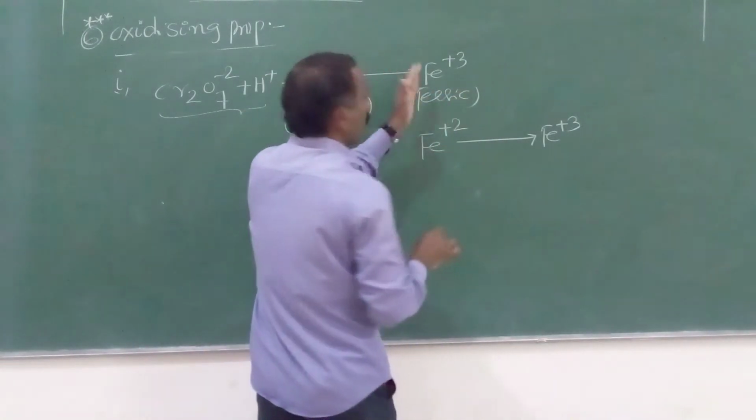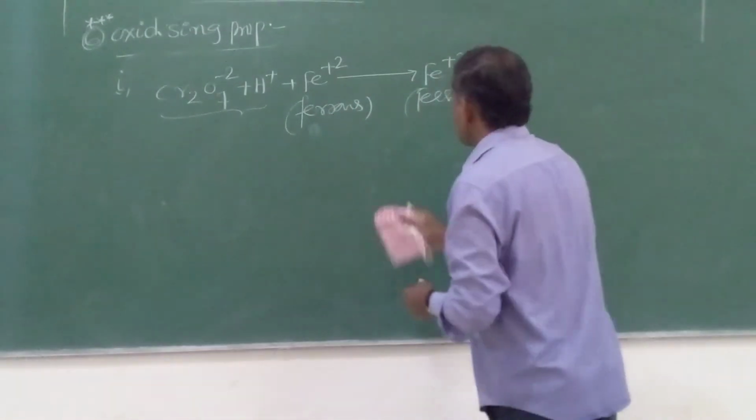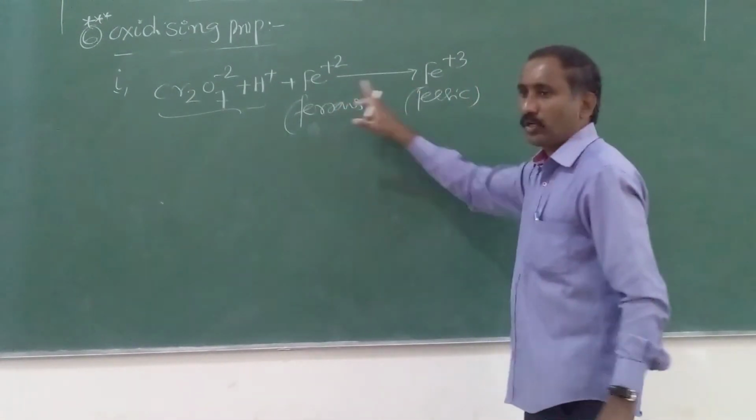Otherwise, ferrous sulfate to ferric sulfate. Ferrous salt to ferric sulfate. This is the main product. So first of all, you should remember that reagent and main product: ferrous to ferric.